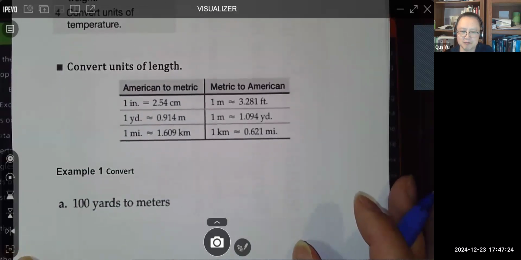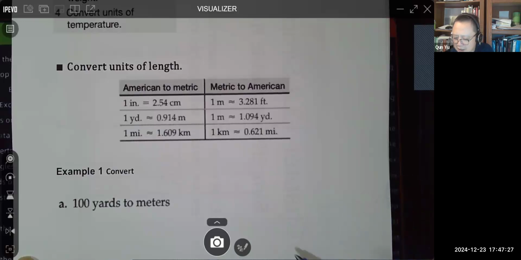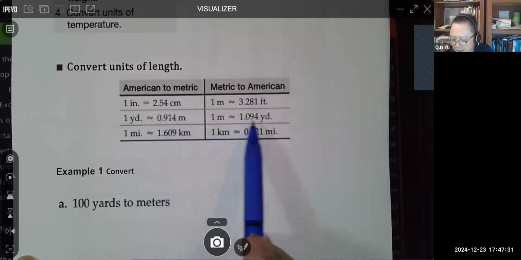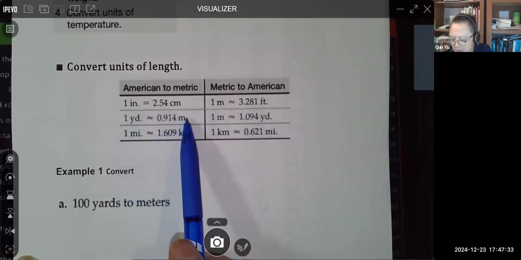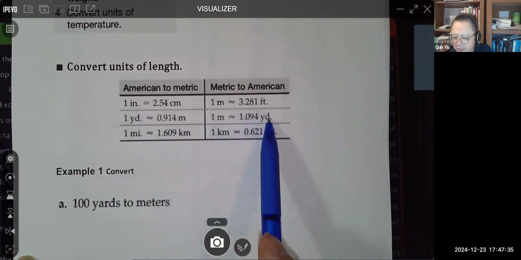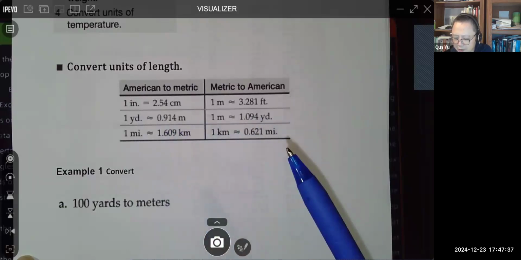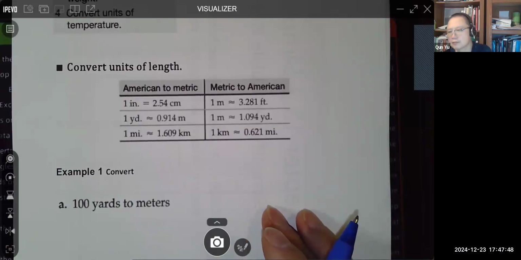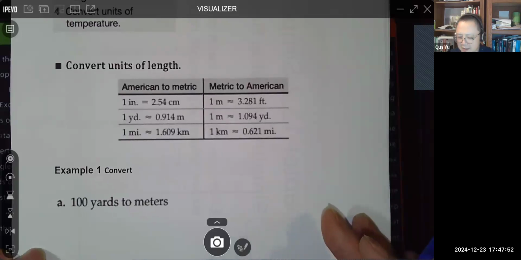Now let's go straight to our first example. We want to convert from 100 yards to meters. So look at this table, yard, meters. See, we have two of those, right? One for American system to metric system, and one in the reverse order. Which one should we use? The answer is it doesn't matter. Just like one person says 1 foot equals 12 inches, the other one says 12 inches equal 1 foot. What's the difference? No difference. You can use either one.